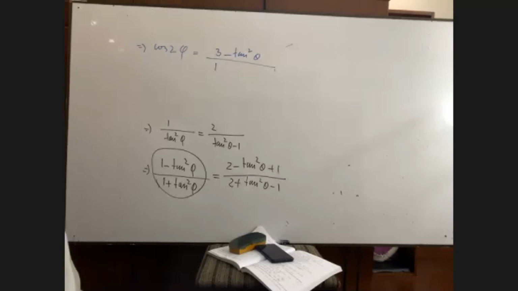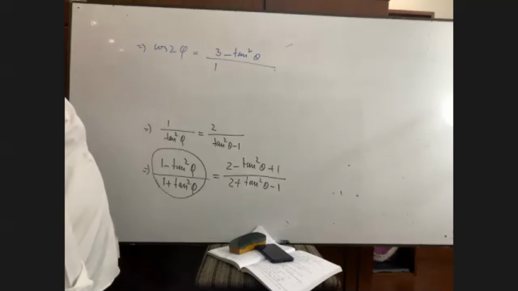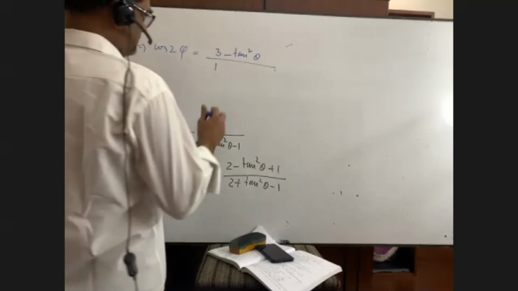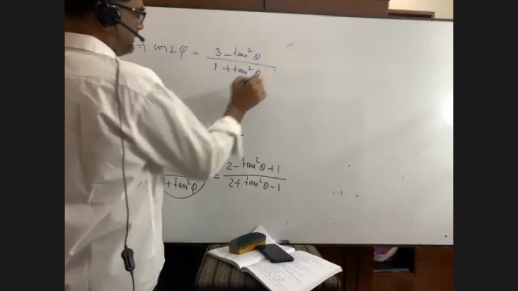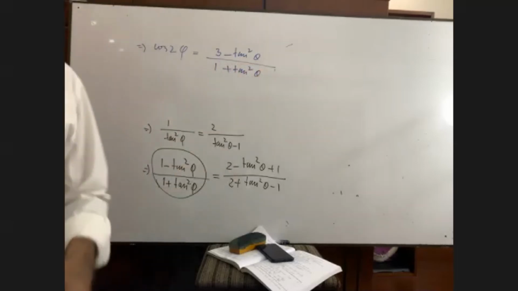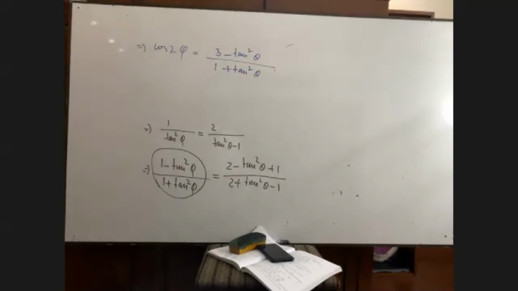Hello? Yes, sir. 1 plus tan square theta. Maybe waiting room. Who is Zayana? Zayana. Zayana, she goes and she doesn't go.